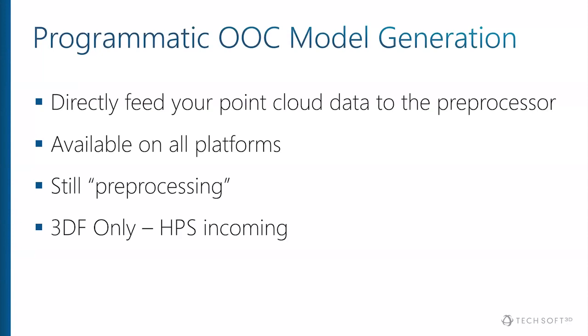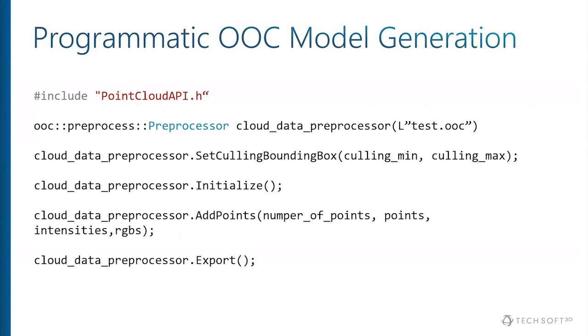This functionality is available, or is about to come out, in 3DF, and as Marcus said, it will be in Hoops Visualize HPS in the 2024 release. Here's a quick example, it's very straightforward. All you need to do to make use of this new API is include this. Again, this is 3DF for now. It will be very similar and analogous in HPS.